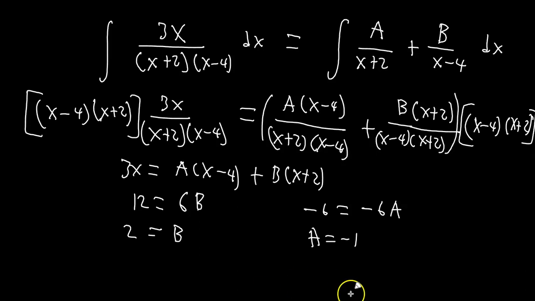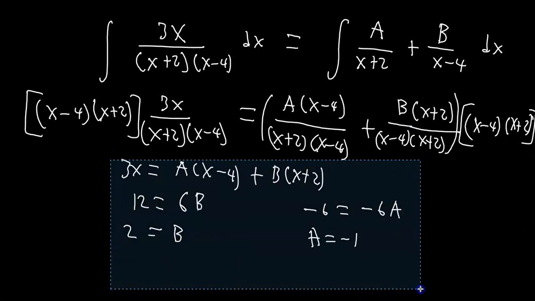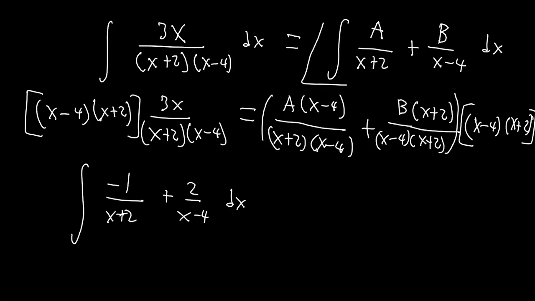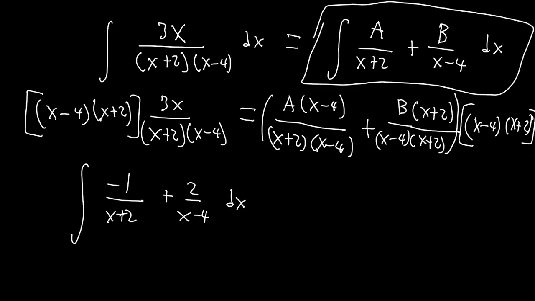Alright, so now we have both of our a and b values. We can now write the integral, which is -1 over x plus 2, plus 2 over x minus 4. All I'm doing here is just writing out the values that we found for a and b, using the type of formula that we made before.